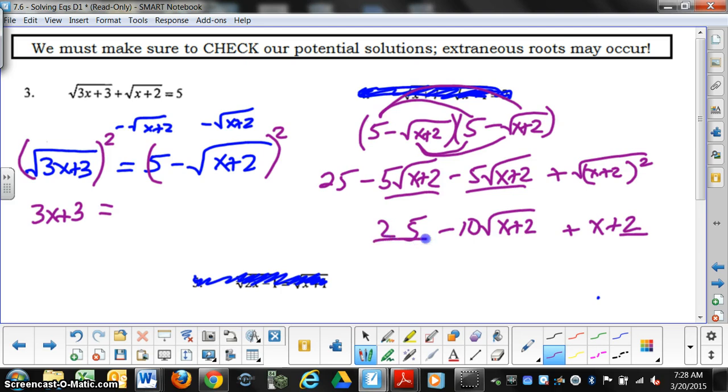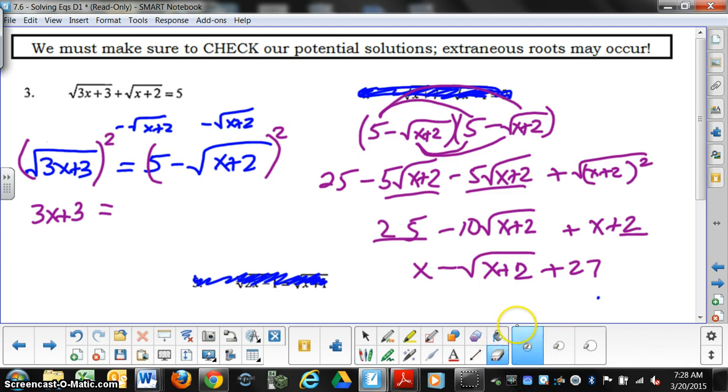I can combine the 2 and the 25, and I'm going to reverse the order a little bit. I'm going to write the x first. So this x is going to come down over here, and I'm going to write it here. Now I'm going to bring the minus 10 square root of x plus 2. There we go. And then I'm going to bring the 25 and the 2 over here and write it as a 27. Oh, I forgot the 10. Alright, so x minus 10 square root of x plus 2 plus 27.